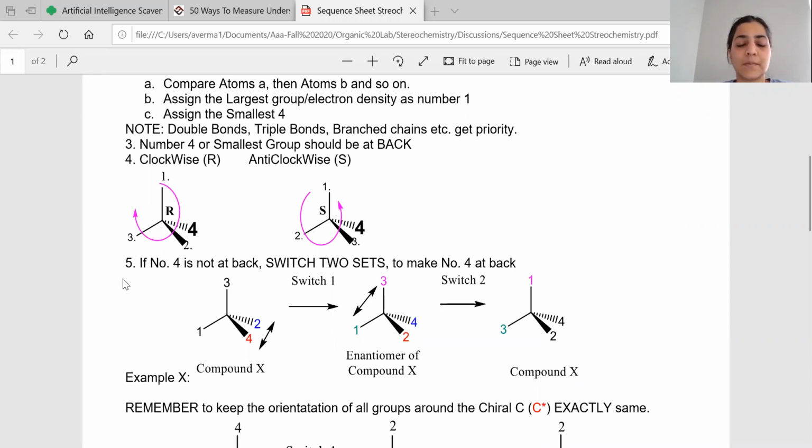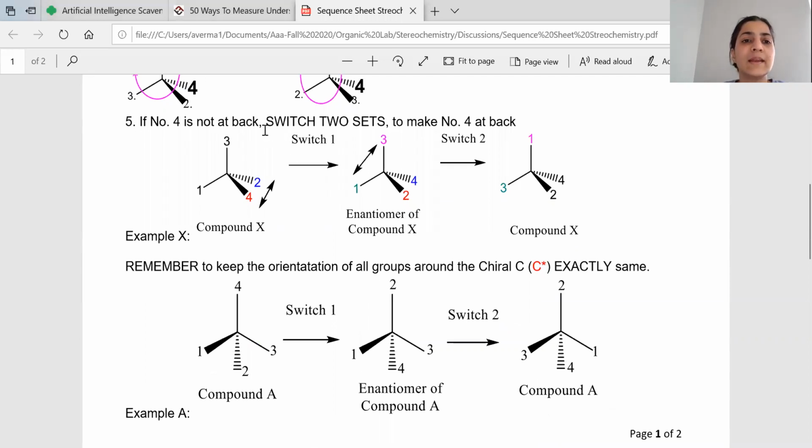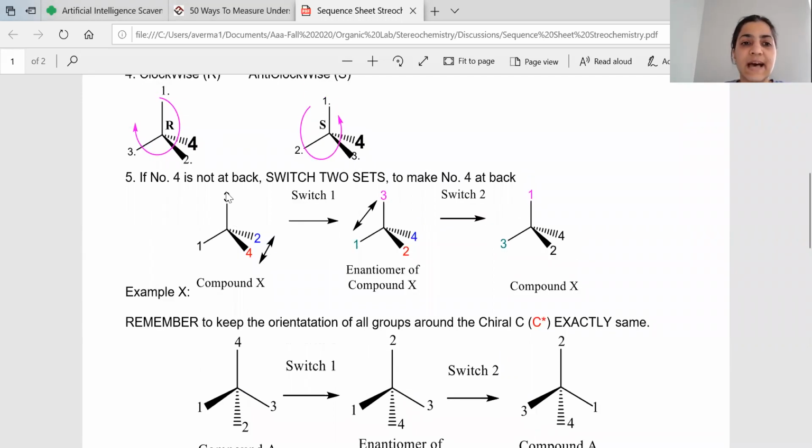A fifth step that you need to know is, what if your number 4 is not at the back? Then we switch 2 sets to make number 4 at the back. What does this mean? It means that we copied down the exact orientation with all of the priority numbers on those bonds exactly where they are. And then we want to make our number 4 be at the back or the dashed bond.